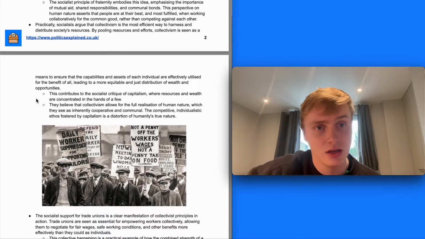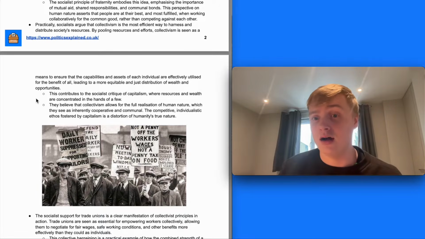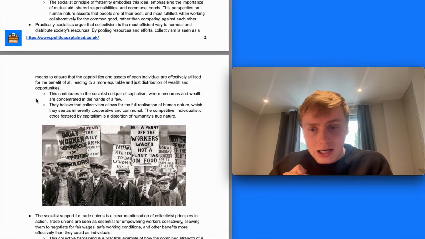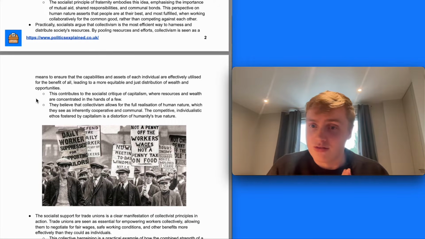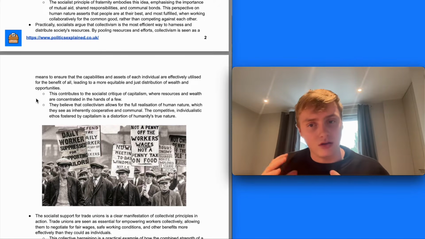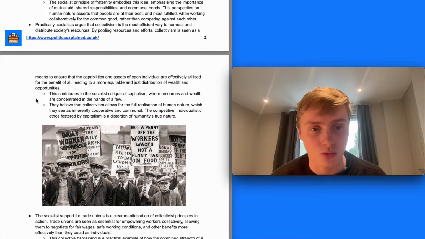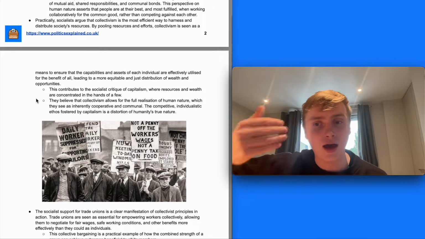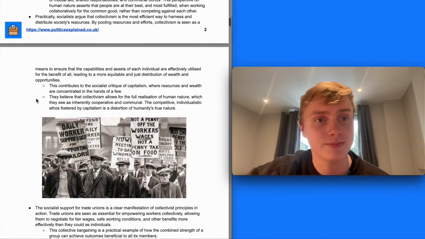So this is a really key difference from liberalism as well, which really emphasizes the individual. Socialism really moves away from that with collectivism, emphasizing the whole and the idea that society as a whole and the whole of the community is more important than any individual, and that society should work together in order to help everyone in the community.